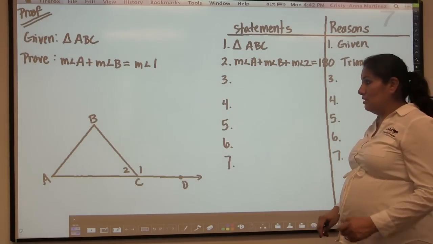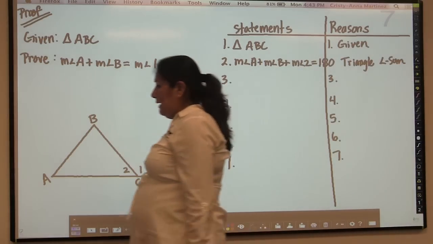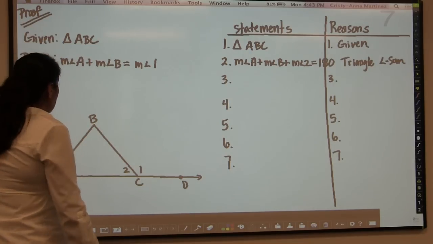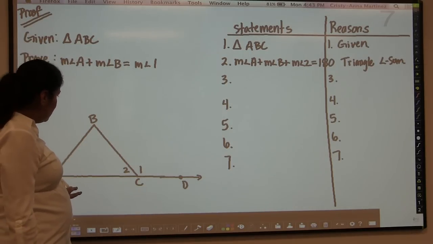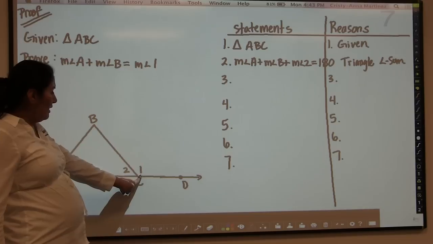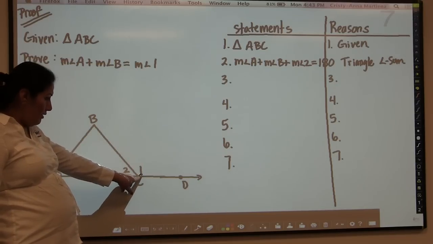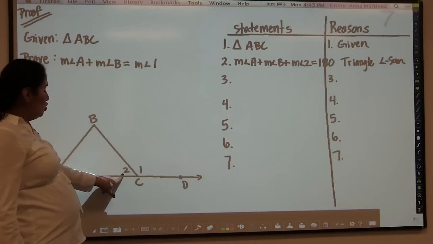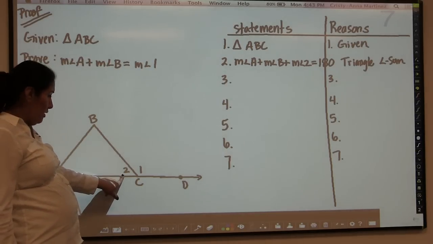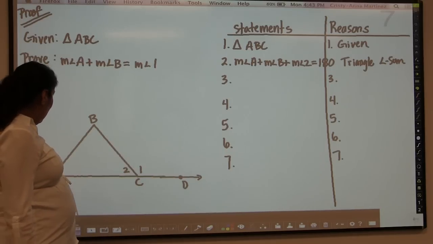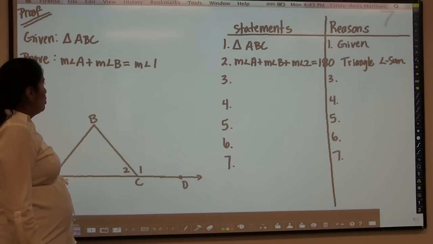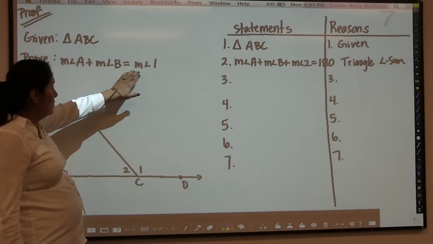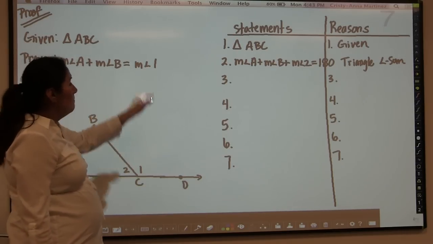And this proof is not as hard as the previous one. It's a little shorter and a little bit easier to understand. So here we go. We have our diagram here. You can see that angle 1 is the exterior angle. It's formed by an extension and a side. Angle 2 is not a remote interior angle because it's right next to angle 1. But angle A and angle B are the remote interior. So what we're trying to prove is that the sum of the remote interior, A and B, is equal to the exterior, angle 1.